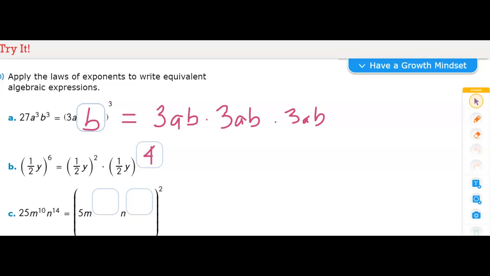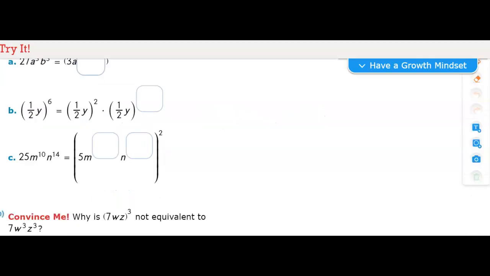C, we have 25 m times 10 n times 14 equals 5 m blank, and n times blank squared is on the outside of that parentheses. So when you have the exponent on the outside, your exponents on the inside of the parentheses, one of the laws is multiplying the exponent inside and the exponent outside.